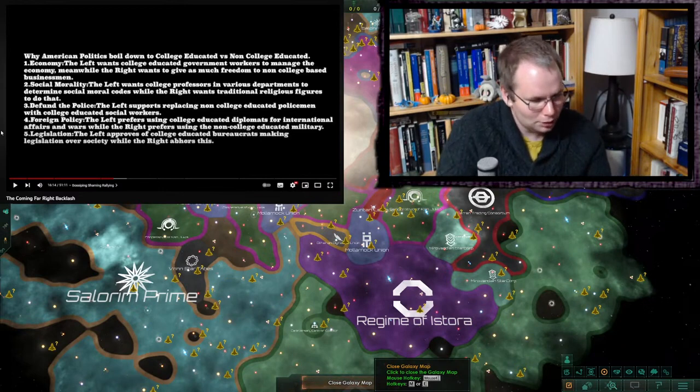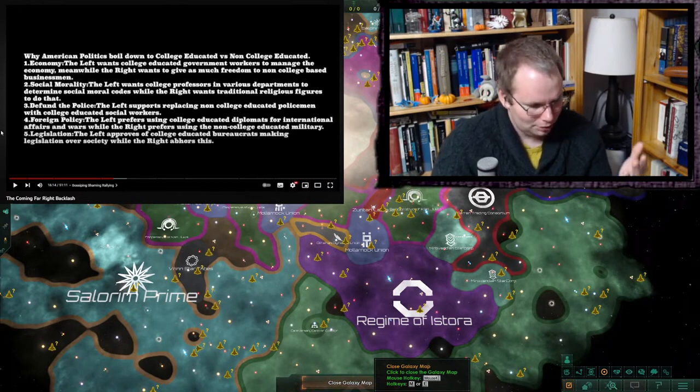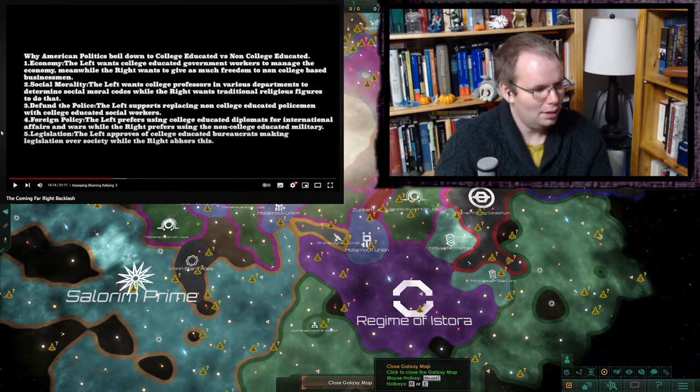Yeah, because the right just wants to be able to take entire populations and just deprive them of things without any conception of the consequences of that.